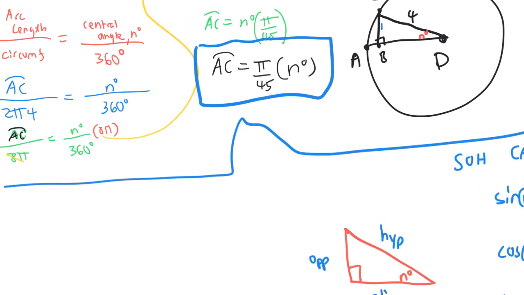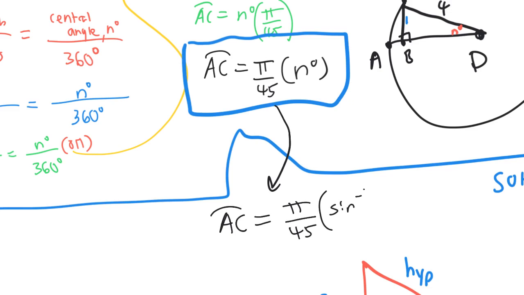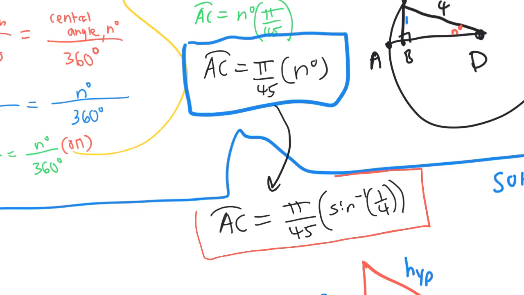The answer choice just puts the inverse sine of 1/4 in for n. So basically what that means is we can replace this. I'll write the whole thing down here: the arc AC is equal to pi over 45 times not n, but the inverse sine of 1/4, because we already discovered that n equals the inverse sine of 1/4. So that is how you do that one.